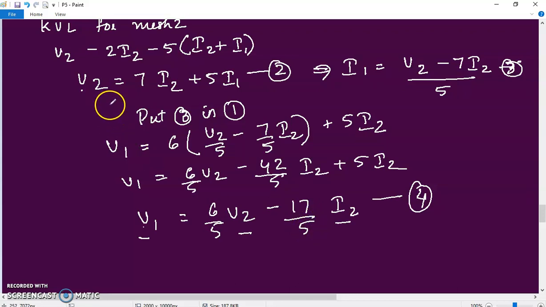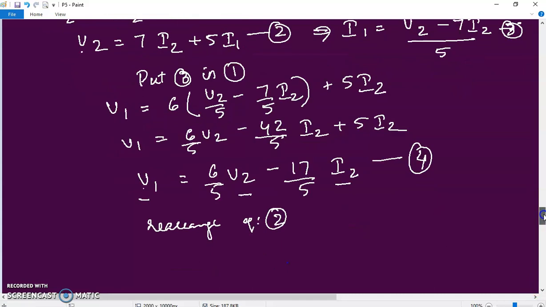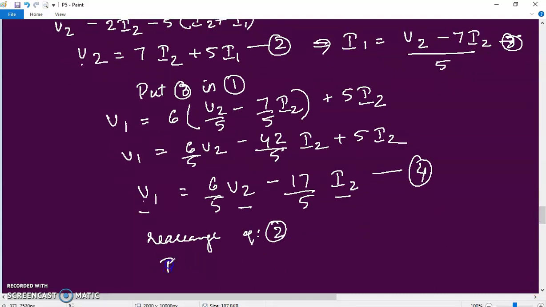Equation 2, we need an equation in I1, V2 and I2, and we got it here. We can just rearrange equation 2. So we will get I1 is equal to V2 by 5 minus 7 by 5 I2. This is equation number 5.